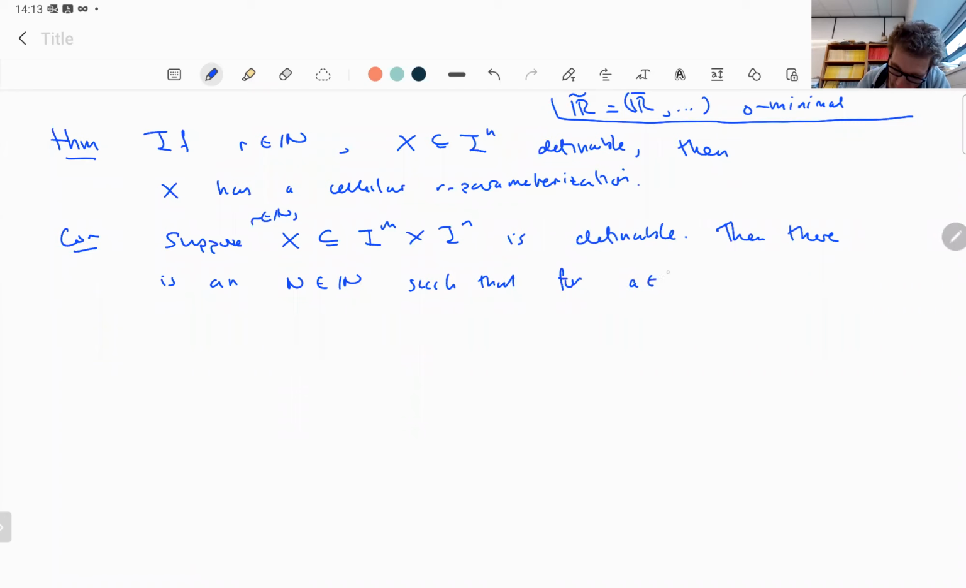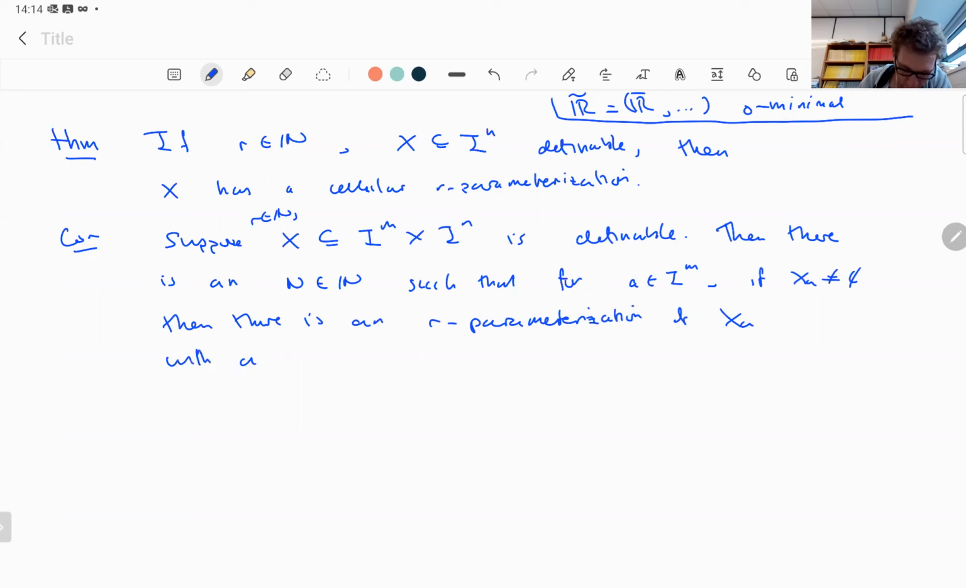Such that for each a in I to the m, if the fiber is not empty, then there is an R parameterization of the fiber with at most n maps. So the number of maps you need is independent of the parameter.